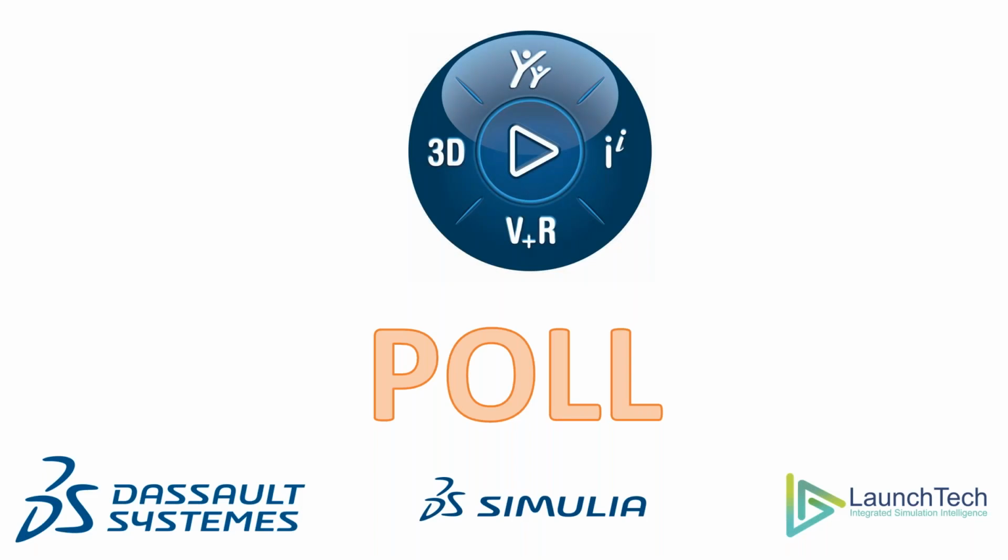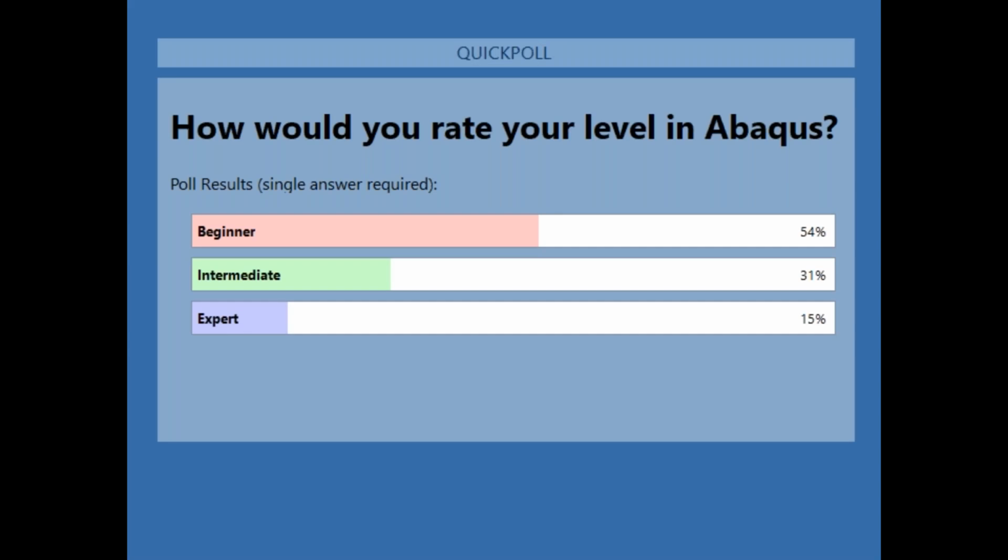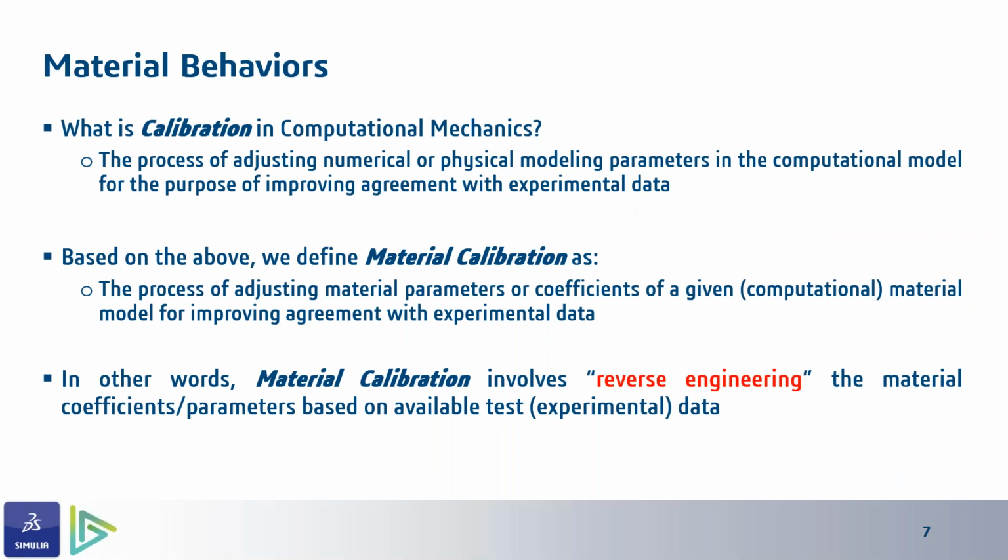All right, so let's move on with the webinar. So what is material calibration? It's actually the process of adjusting your numerical or physical modeling parameters for the purpose of either improving or agreeing with the experimental data. Based on the above definition, we can also say it is a process of adjusting material parameters or coefficients for improving the agreement with experimental data. In other words, material calibration involves reverse engineering so that the material coefficients or parameters can be determined from the available test data.